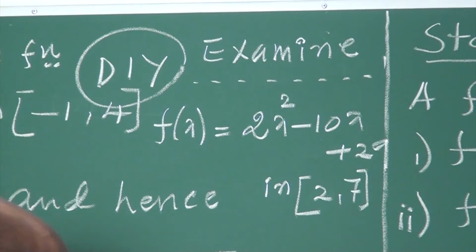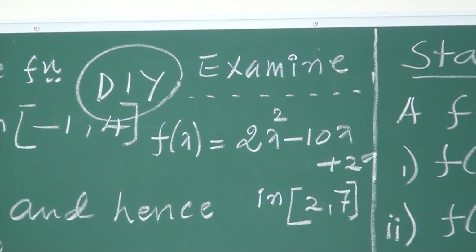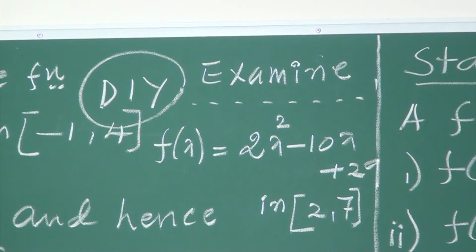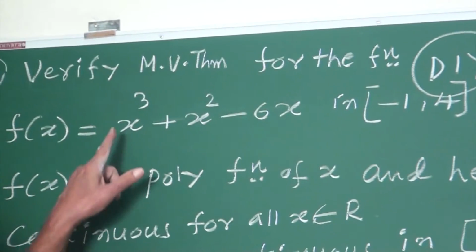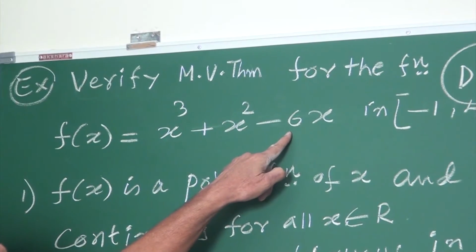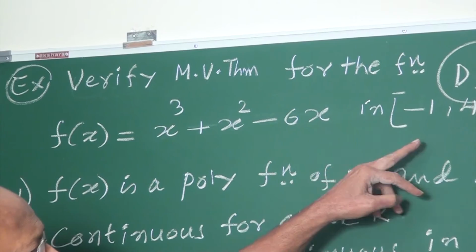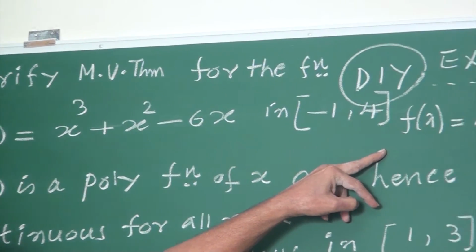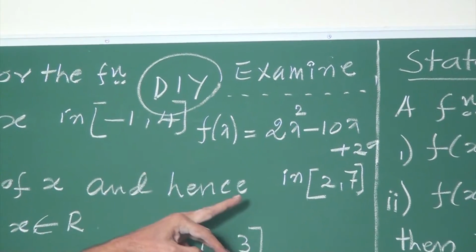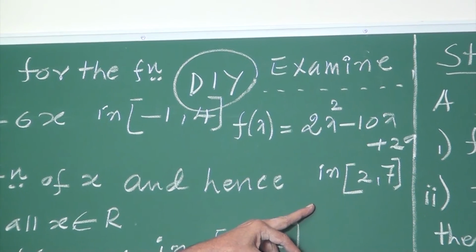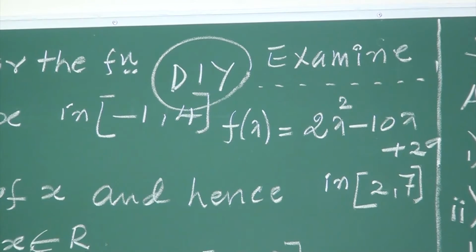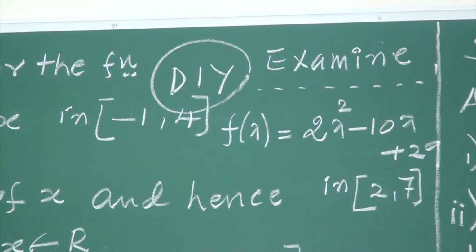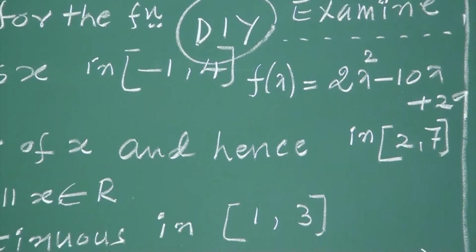Yes, my friends, these are two examples. You have to do them yourselves: f(x) equal to x cube plus x square minus 6x in this interval, and f(x) equal to 2x square minus 10x plus 29 in the closed interval 2 to 7. These two, do it yourselves.